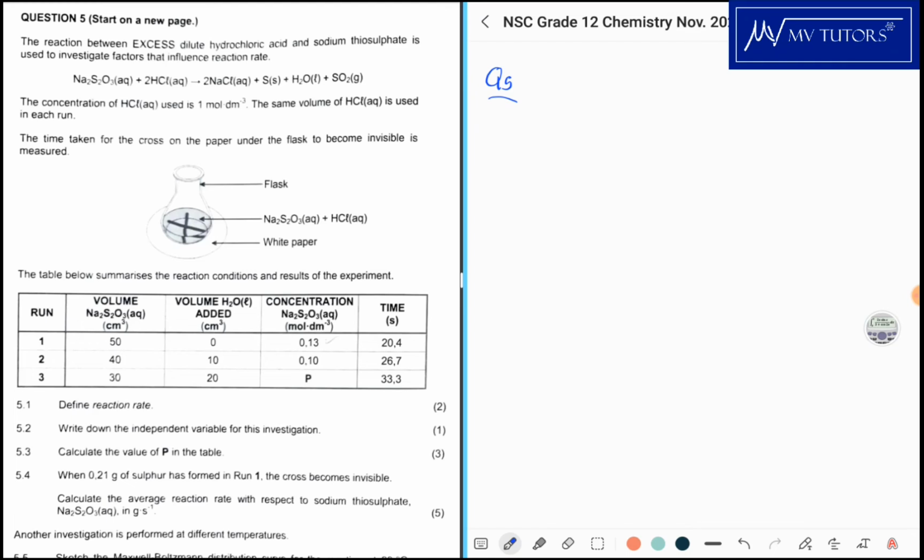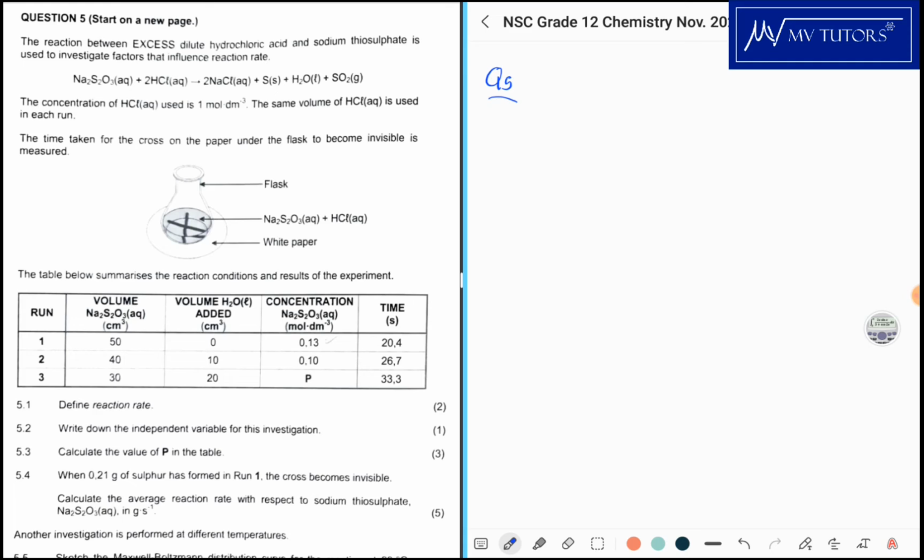The reaction between excess dilute hydrochloric acid and sodium thiosulfate is used to investigate factors that influence the reaction rate. You know, those factors like surface area, concentration, temperature, etc. Since we have excess dilute hydrochloric acid, it tells us that the sodium thiosulfate is the limiting reagent. So we have there the balanced chemical formula.